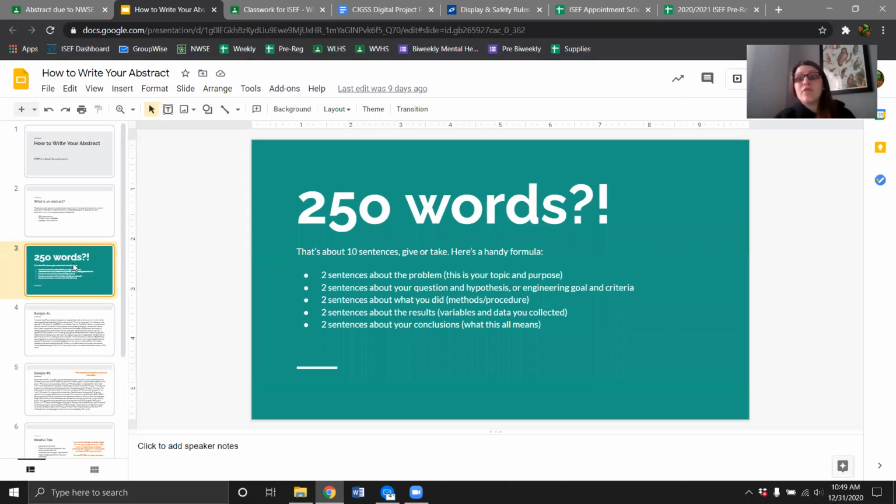250 words can feel like a very short paragraph to convey the last 8 months of work. But it works out to be about 10 sentences, and we have a handy formula. Now, write however you feel appropriate, but we have a handy formula for helping you get to 250 words and still cover everything you need to cover.